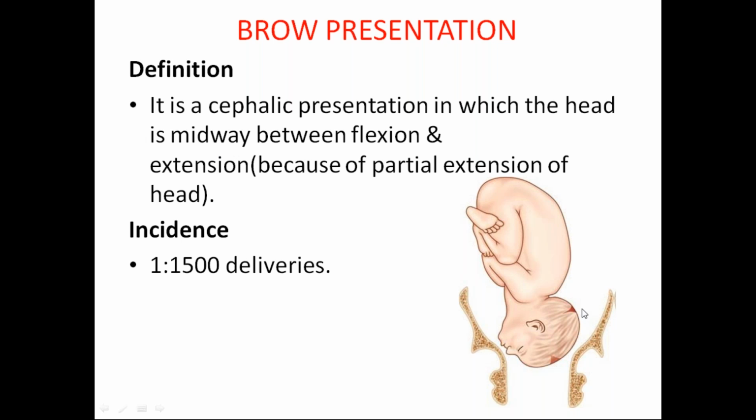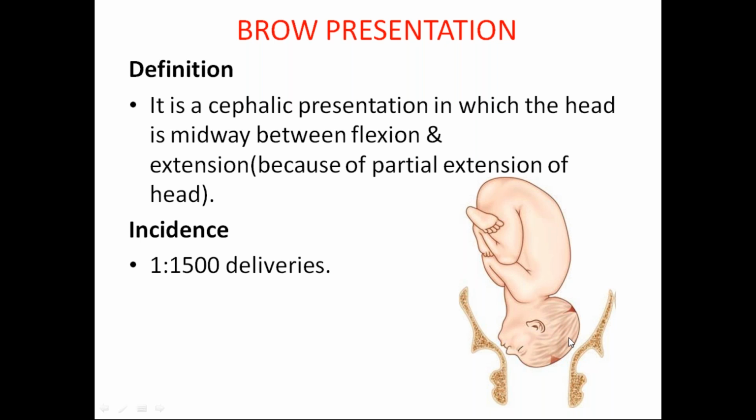Then comes the brow. Brow presentation is midway between flexion and extension, because there is a partial extension of the head, a little bit of extension, not complete extension. So in such cases, if you do a PV, you will be able to make out only the brow of the baby. You can't make out the chin and the mouth. Even the nostrils you can't make out, even if it is fully dilated, which usually doesn't happen, because there is no normal mechanism of labor for persistent brow presentation.